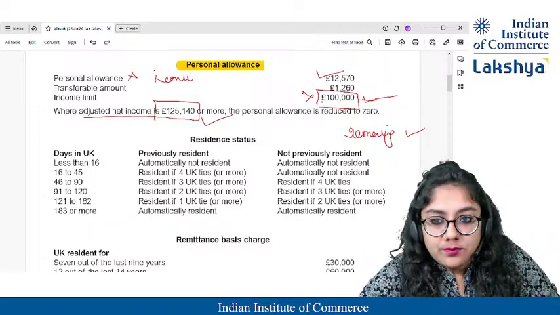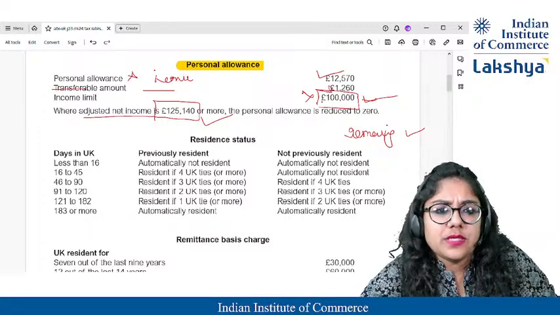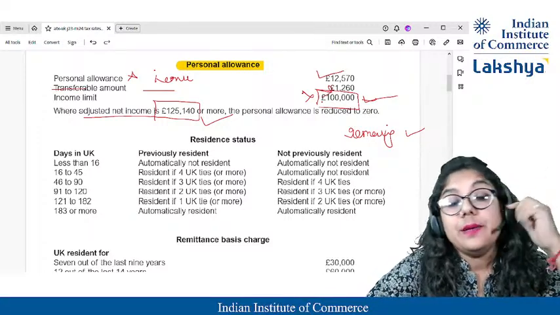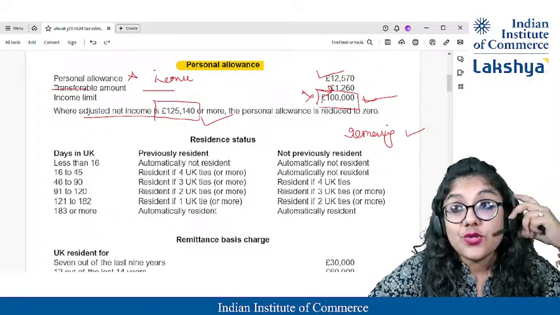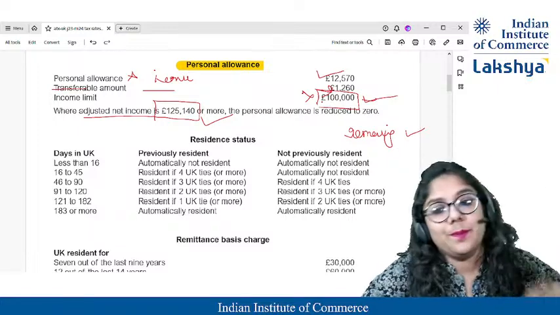Then we have a transferable amount of 1260, which is for a married couple. They can transfer some of their personal allowances if they want to.